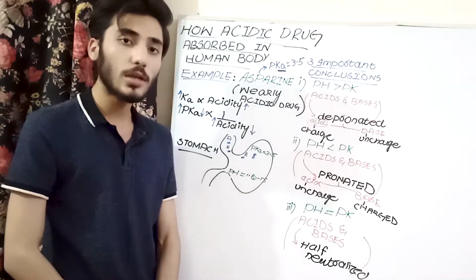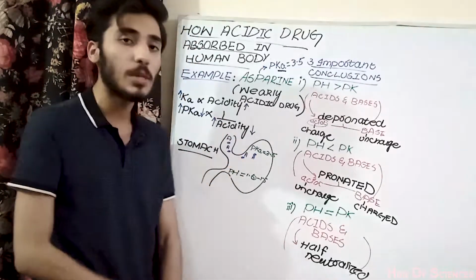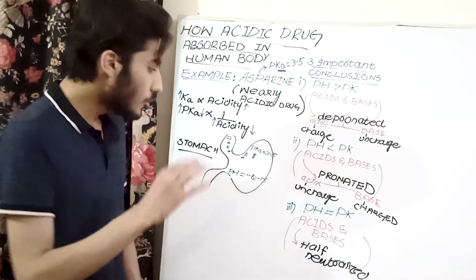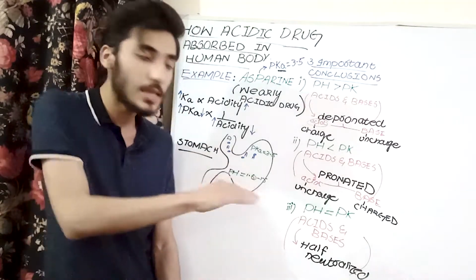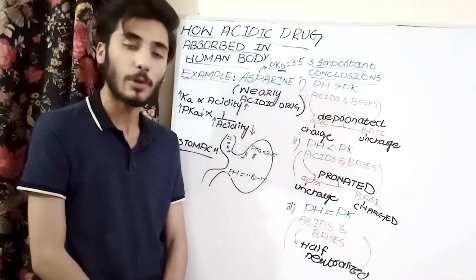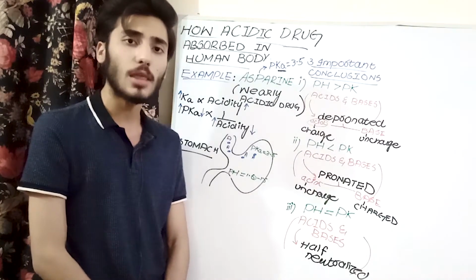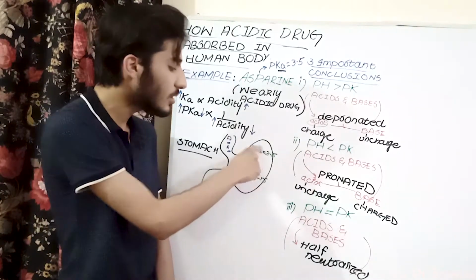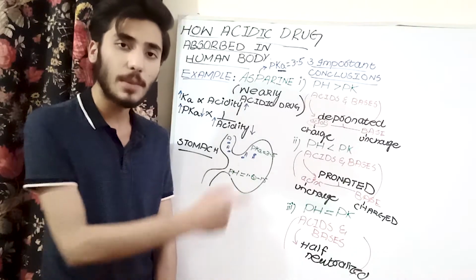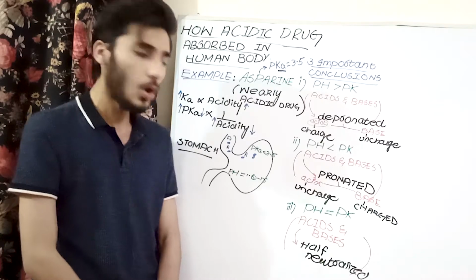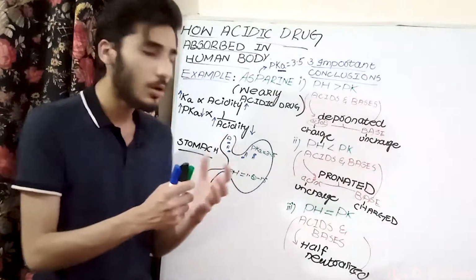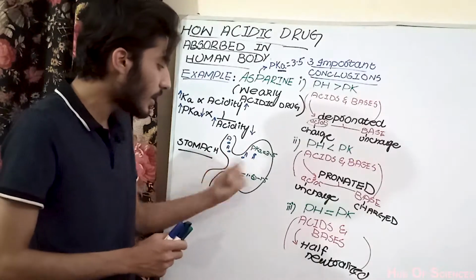Now what can you conclude from these pKa and pH values? You can conclude that the pH, which is 1.0 to 1.5, is less than the pKa, which is 3.5. Or conversely, the pKa of an acid, which is 3.5, is greater than the pH of the stomach, which is 1.0 to 1.5. So what happens if the pKa is greater than the pH?